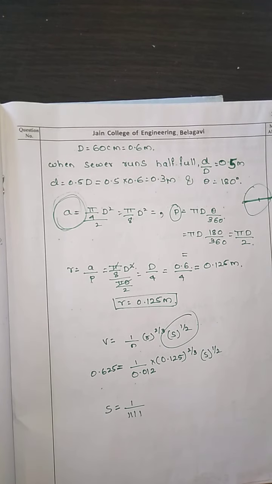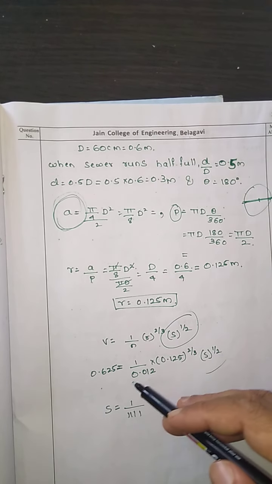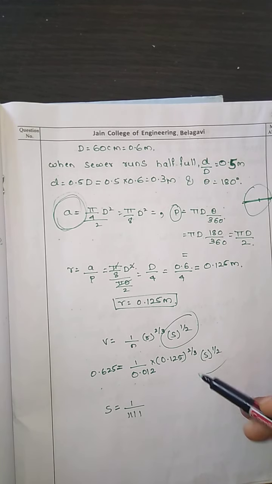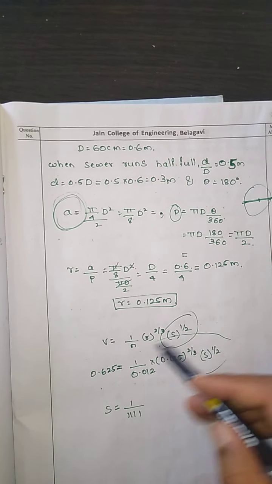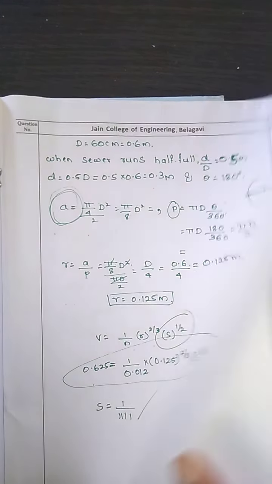Now slope: v is equal to 1 divided by n, r raised to 2 by 3, s raised to 1 by 2. Now we want this s. Everything is given: 0.625 we have already determined, n is 0.012, r is equal to 0.125, and s we don't know, we need to determine it. So if we simplify this, we are going to get the slope as 1 in 1111. So this is how we have determined the velocity and the slope. Now we are going to solve one more problem.